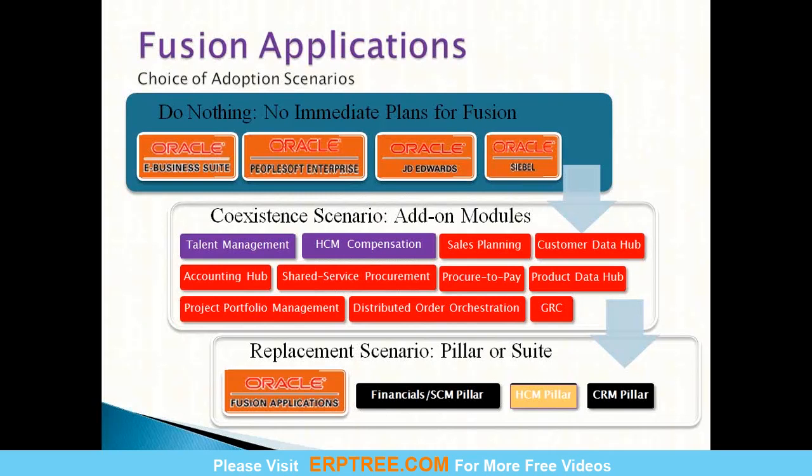And replacement of a pillar or a suite of applications. That means a customer may have eBusiness Financials, eBusiness HRMS, say eBusiness CRM applications, all on eBusiness. Now they want to try out HCM completely on Fusion. So they will move only HCM to Fusion, complete HCM, and financials and their CRM continue to be on eBusiness. That is what we call the pillar or suite replacement scenario. So these are the different options offered by Oracle for the customers, so that they can adopt any of the models. Okay.